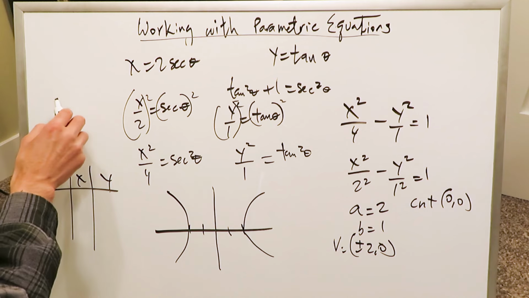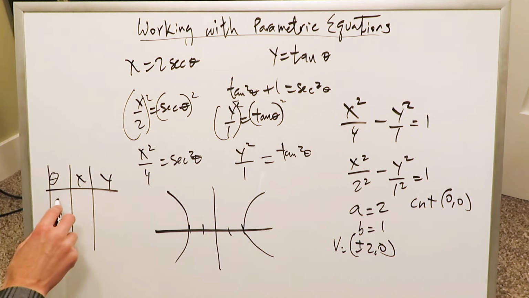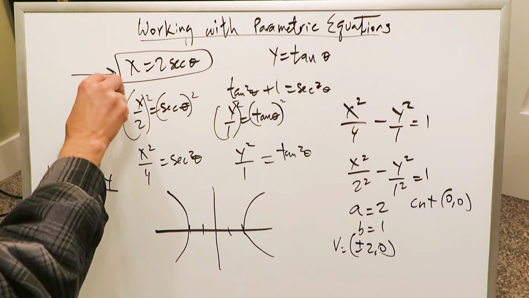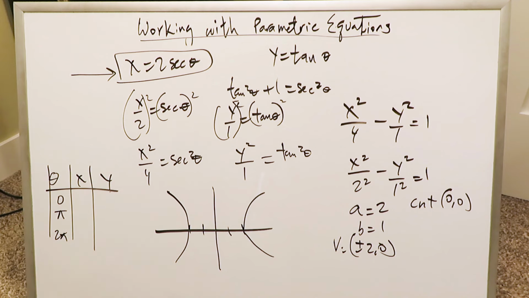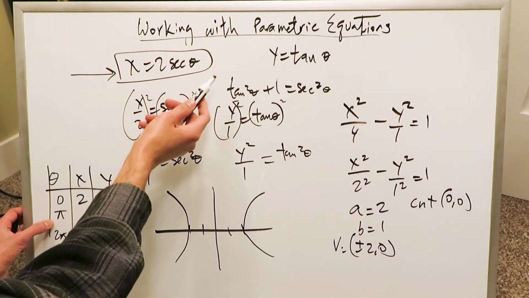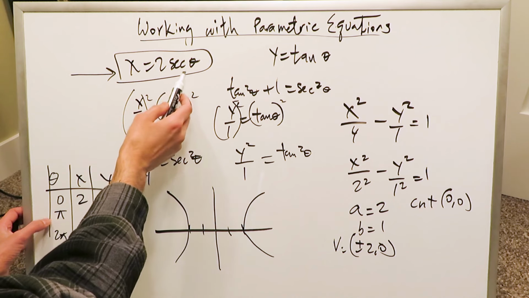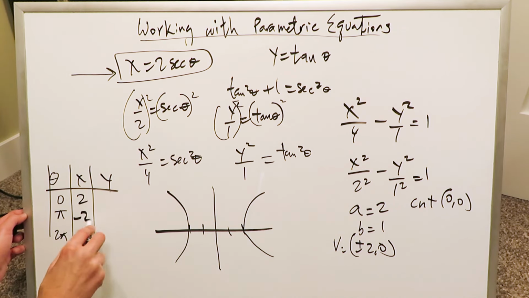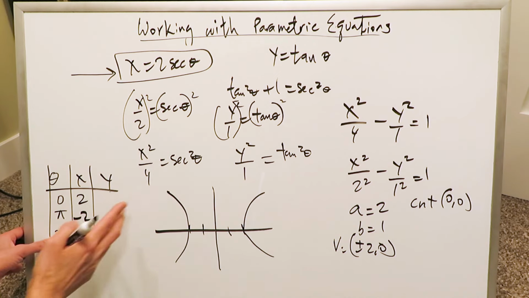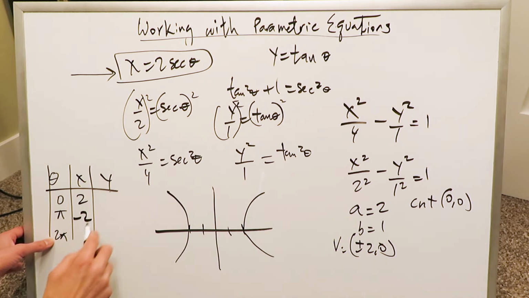You can look at everything here in terms of values. How about we just come up with 0, pi and 2 pi, because here we're looking at angles. If theta were 0, we're looking at a secant of 0, which is 1. 1 times 2 is 2. If theta is pi, you know cosine pi is minus 1. Therefore secant will also be minus 1. Times 2, you'll have minus 2. For 2 pi, cosine of 2 pi, which is 360 degrees, is 1. Secant is also 1. 1 times 2 is 2.